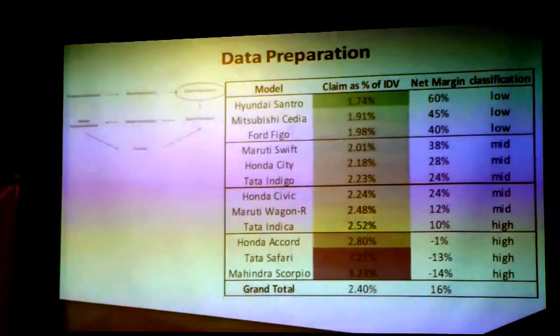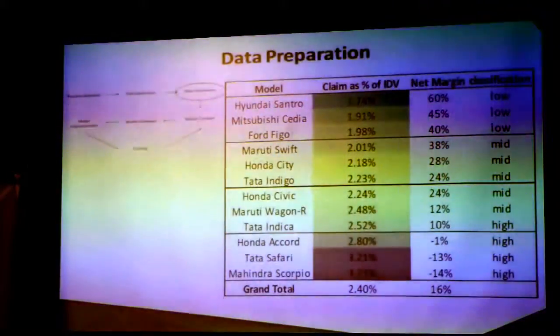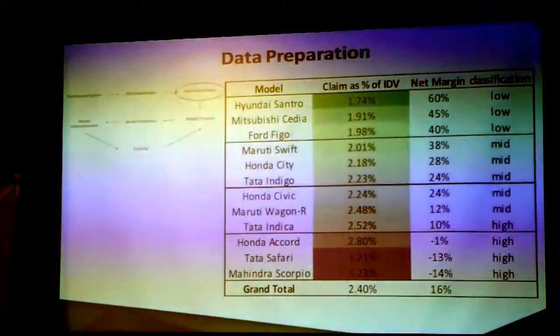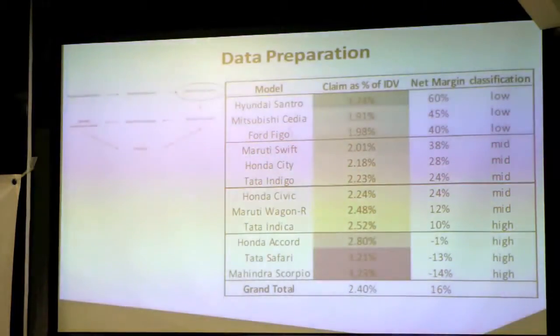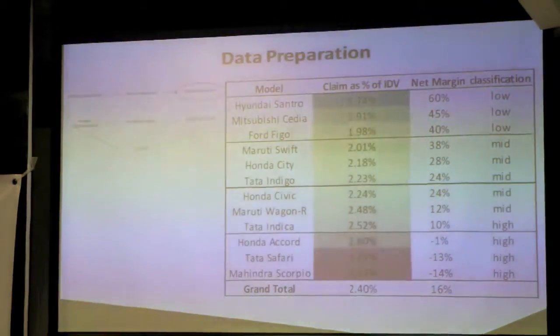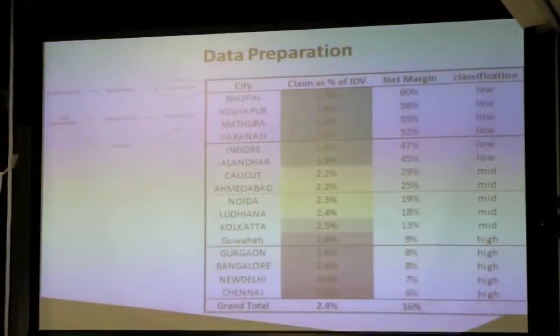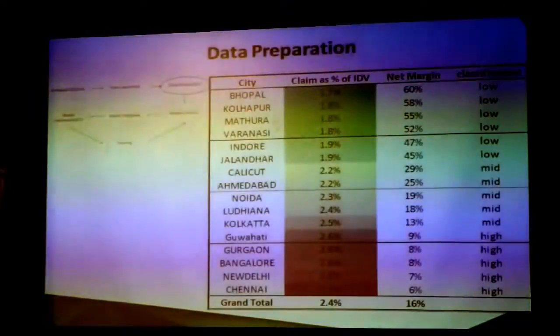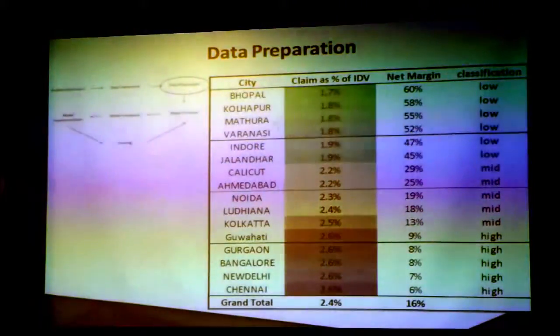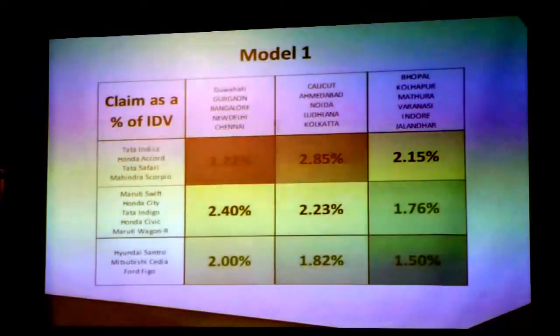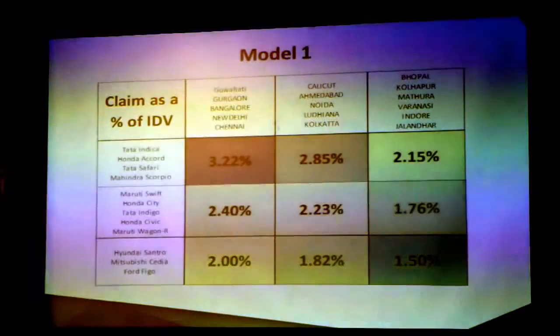So immediately you can see, if you look at the previous table and at this one, the company should probably charge a higher price for SUVs. You can see Tata Safari and Scorpio right at the bottom. So SUVs tend to be more risky than the rest of the population. Similarly, bigger cities tend to be more accident prone than the rest of the population. What we've done is taken a very simplistic approach here.